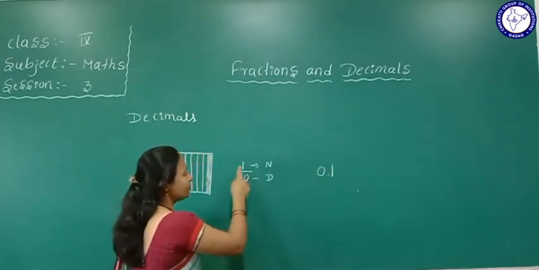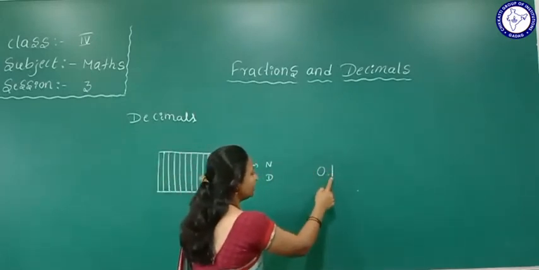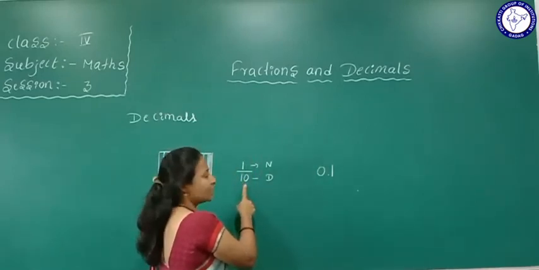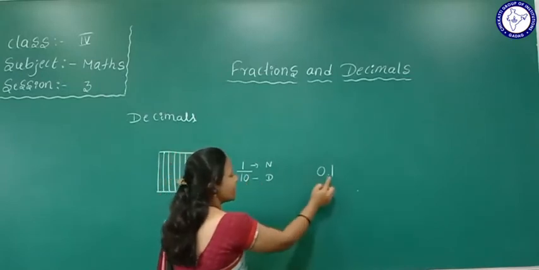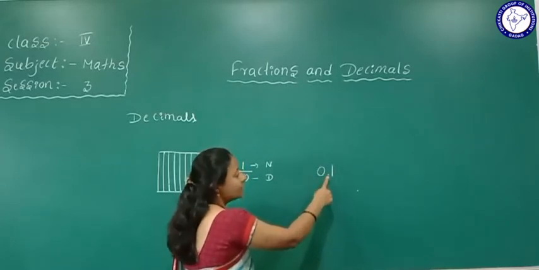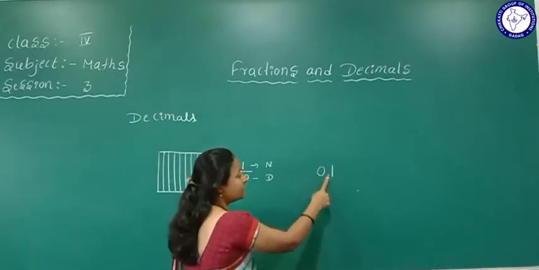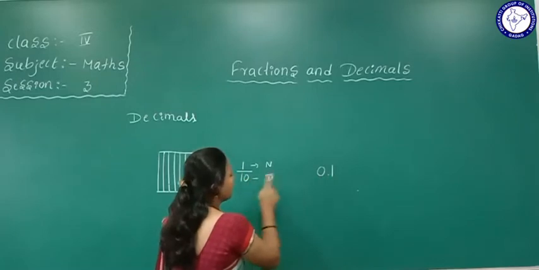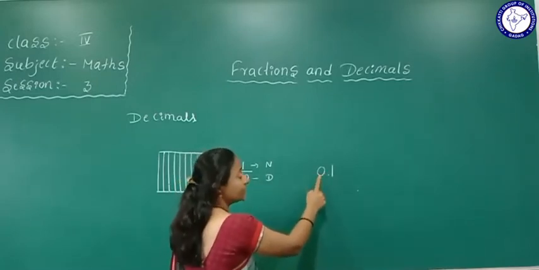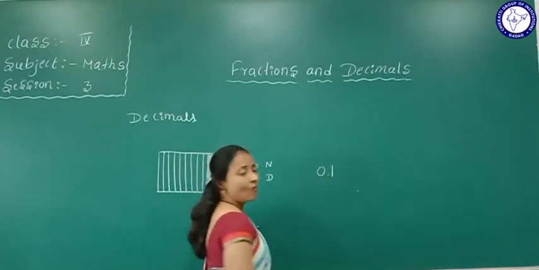How to write? First we write the numerator and observe the zeros. How many zeros are there here? Only 1 zero. So one digit after, we give a point. This point we call the decimal point. After that we write a 0. Understood this one? This is read as 0.1.